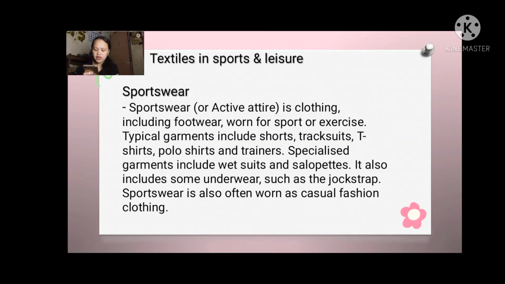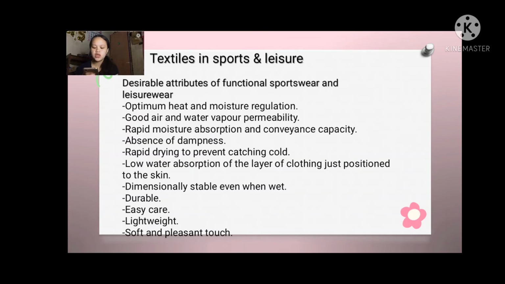Sportswear. The typical garments include shorts, tracksuits, t-shirts, polo shirts, and trainers. Specialized garments include wetsuits and salopettes. It also includes some underwear such as the jockstrap. Sportswear is also often worn as casual fashion clothing. We have desirable attributes of functional sportswear and leisure wear.